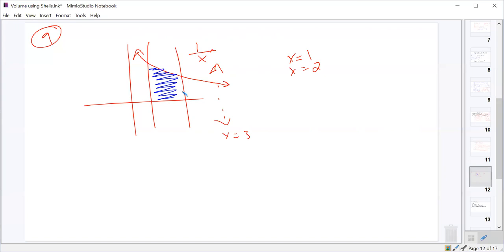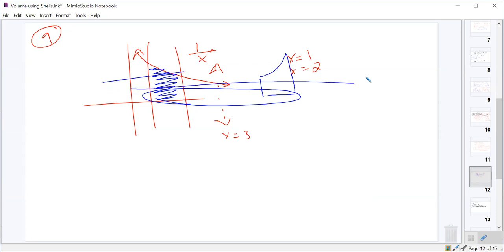If we're going to do it around x equals 3, we're going to have some shape that looks like this. It's got curved edges on the inside, and it's like a really thick washer or something. Okay. So we need to figure out first off what variable we're going to do this in terms of. What variable should we be doing this in terms of? We have to slice it horizontally, which should give us a thickness of dy.